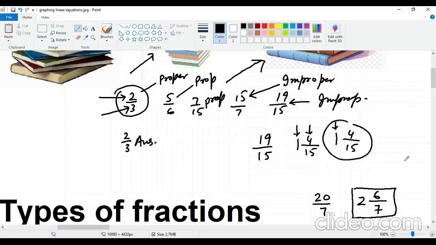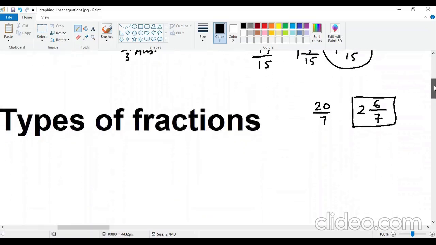Now, for example, if I give you a mixed number, 3 whole 2 over 5, it's a mixture of a whole number and a proper fraction. So what we do is 5 times 3 is 15 plus 2 is 17. So we write 17 over 5 as the answer. Get it? I hope this concept of improper and proper fractions is very clear.